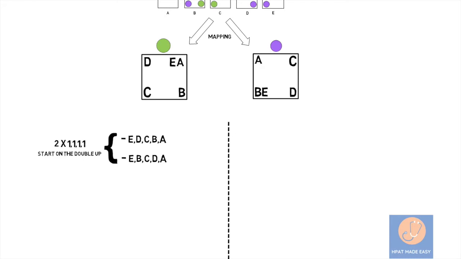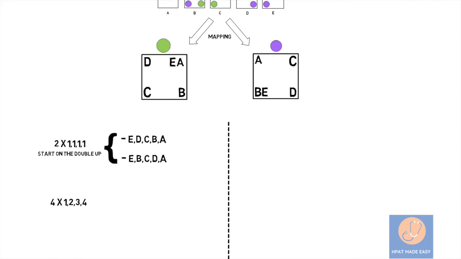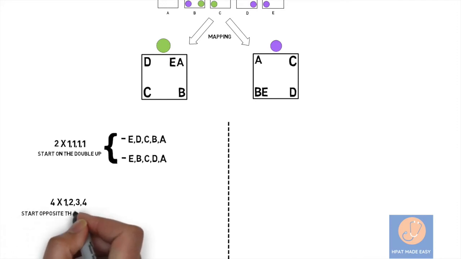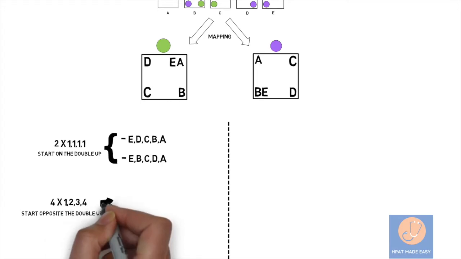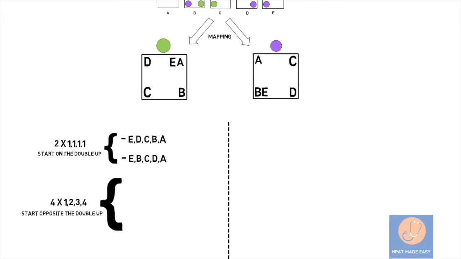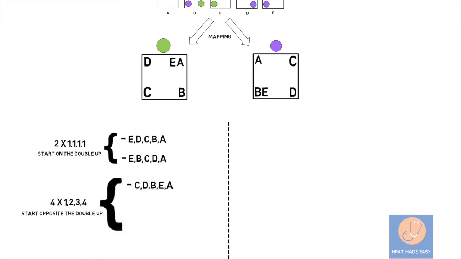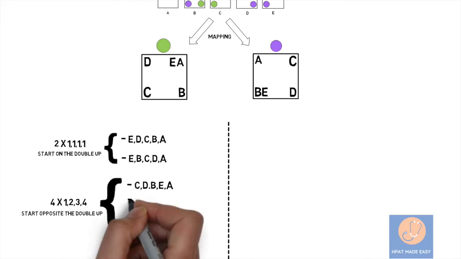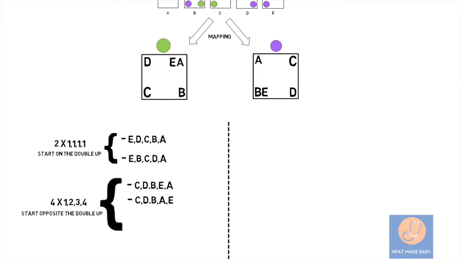So the other 4 sequences move 1, then 2, then 3, then 4. And the rule for this is to start opposite to the double up. So that letter here will be C, opposite the E, A double up. For the first of these 4 sequences, we can move clockwise 1, then 2, then 3, then 4, giving us C, D, B, E, A. As you can see, we couldn't have finished with A, E here. Therefore, our second sequence, we will just repeat the same and reverse the last 2 letters, C, D, B, A, E.